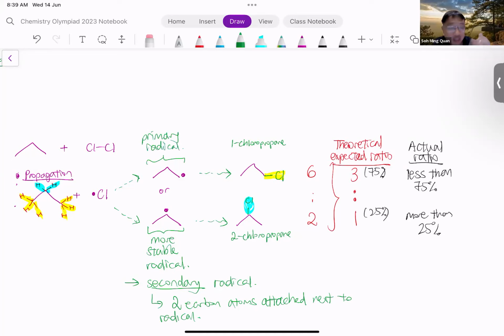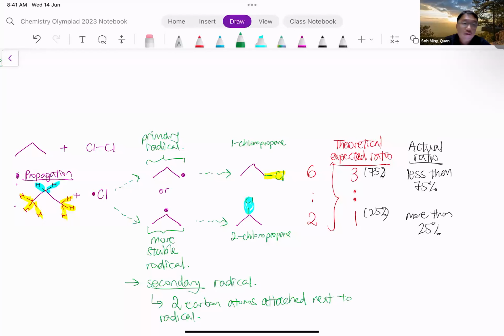Next to this radical, there's only 1 carbon atom. When I say next to, I mean immediately next to. Okay, so this is just an introduction for you to predict the ratio, the theoretical ratio versus the actual ratio.